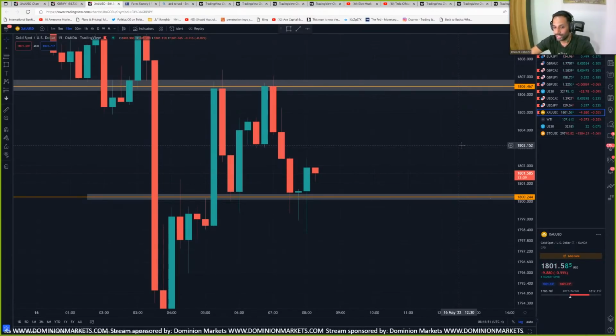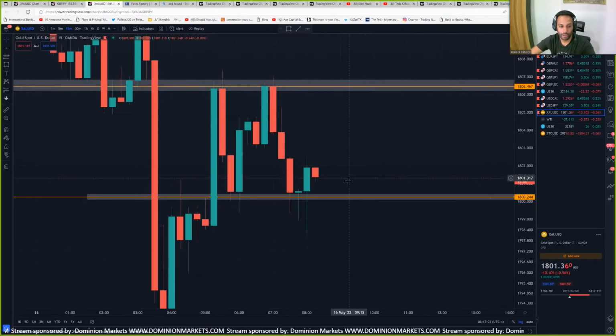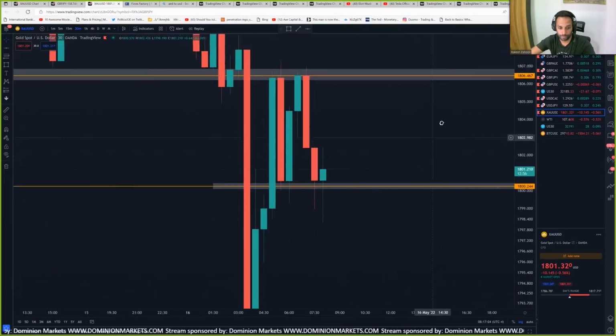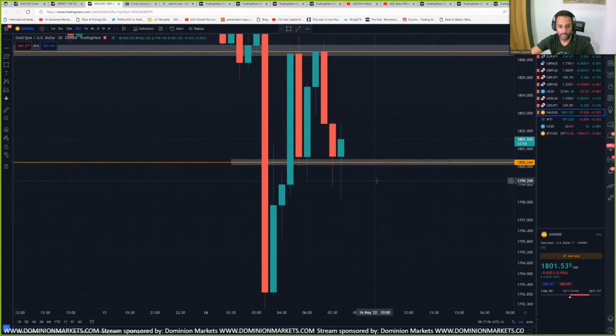Will gold retest 1803 to go down or not? No idea. But if we break up above 1802, I think we can go up to retest 1806. For gold to go down, it needs to break and close below over here to go further down.